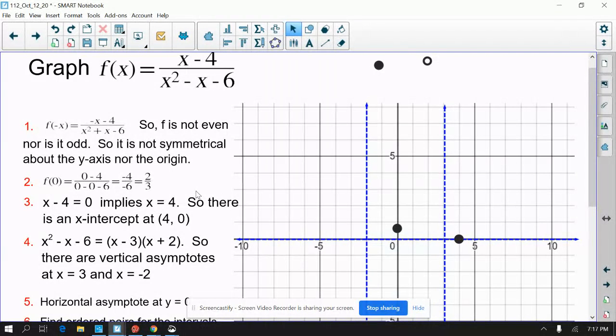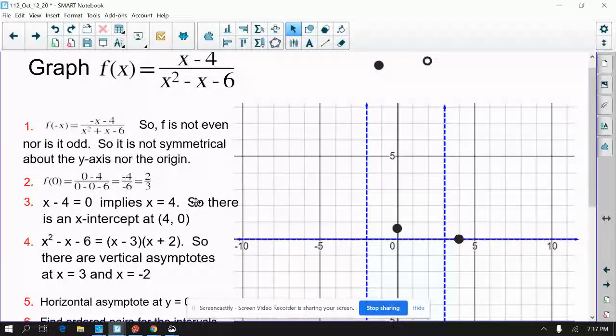Step 4 is find any vertical asymptotes. Well, those are the x values that would make you divide by 0, but they also don't cancel out. So you would have to factor the denominator. This factors into x minus 3 times x plus 2. So there are two vertical asymptotes: x equals 3, and x equals negative 2. And they're graphed right here for us.